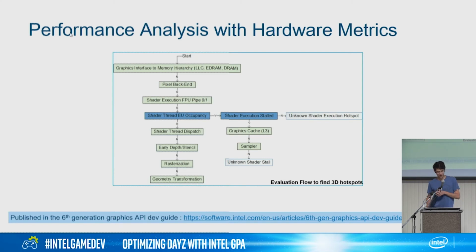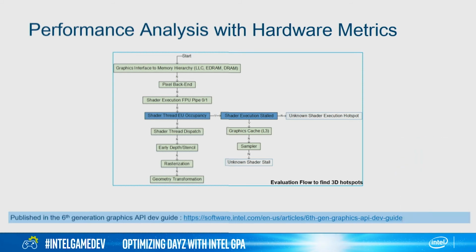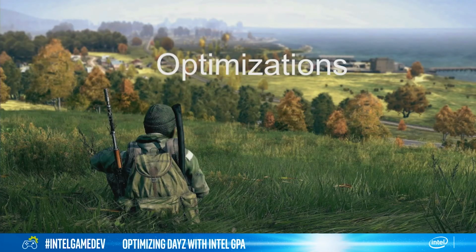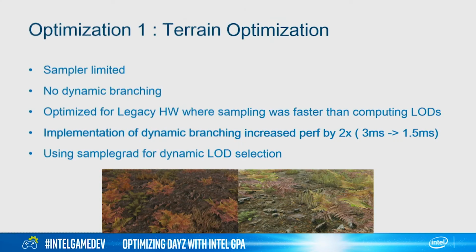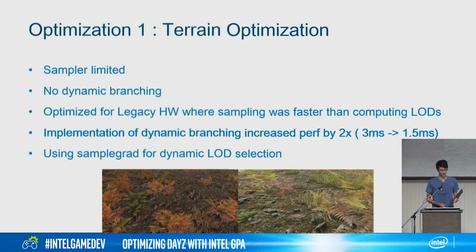So here's again that performance hardware metrics graph that we talked a little bit about in the demo. Looking at the optimizations here, the first thing was that terrain, right? So we looked at the terrain optimizations. We found out that it was sampler limited. One of the initial problems is there was no dynamic branching. On our hardware, dynamic branching is helpful, so that was definitely something that was added.